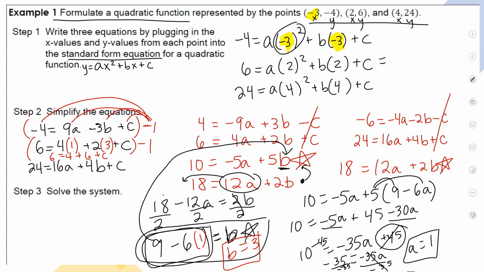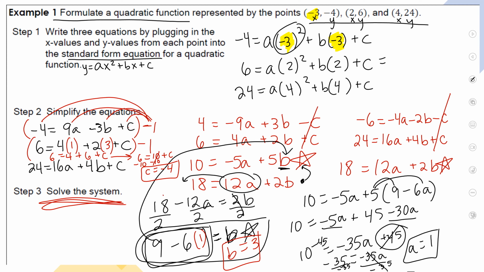Okay, so we get, I'm going to write it over here, 6 equals 10 plus c, subtract 10, subtract 10. What is c equal to? Negative 4. Okay, so guys, by solving the system, we were able to find a, b, and c. Okay? All right, now let's go on to step 4.